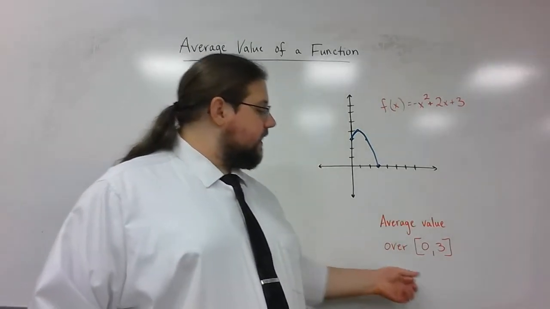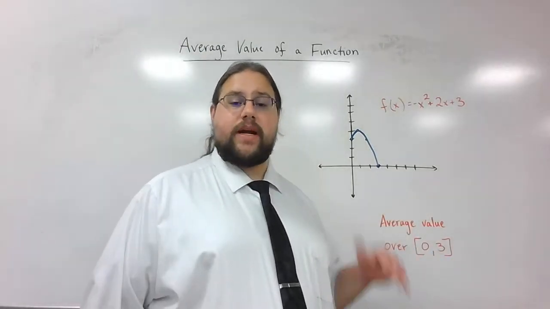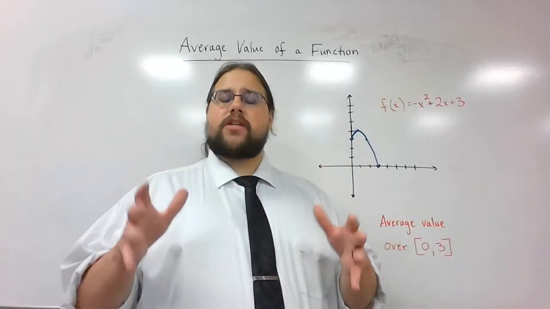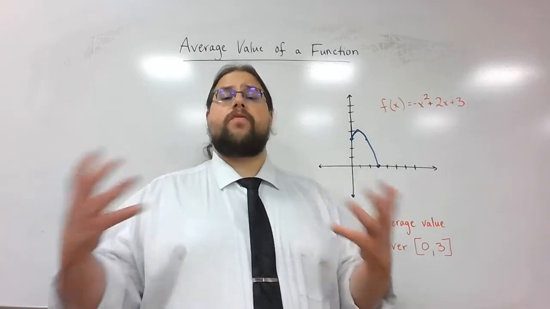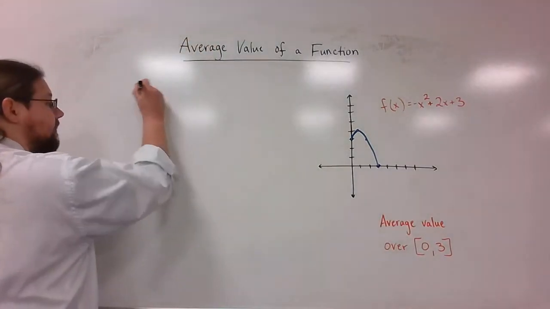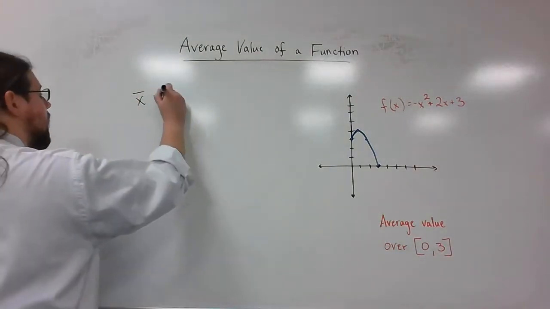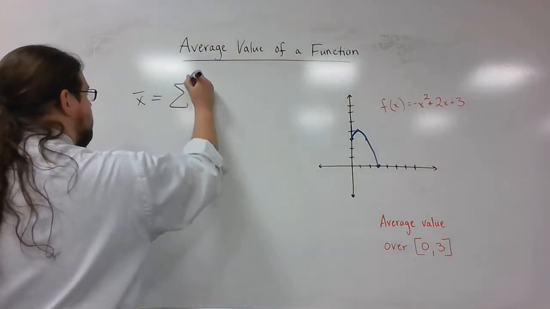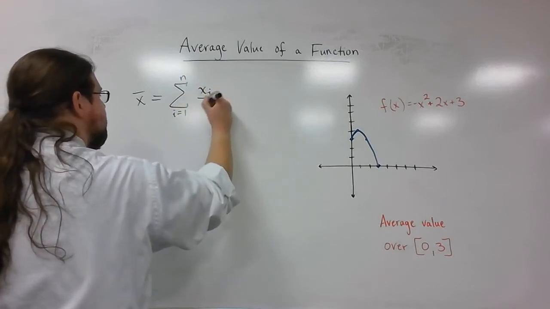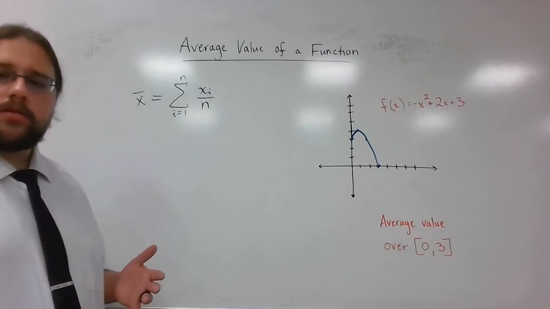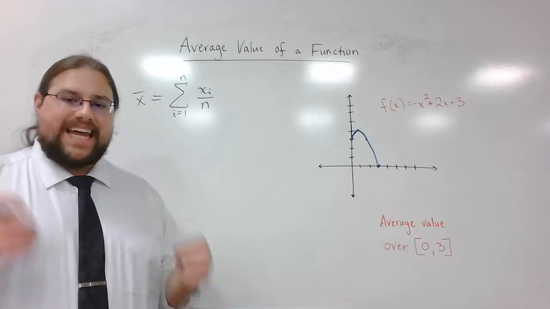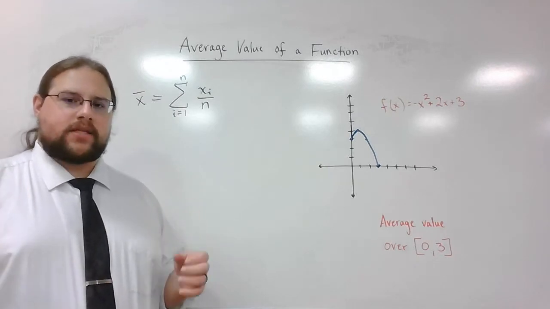Now, my goal is to find the average value over that interval 0 to 3, which, like I said, I graphed. So, here's what we're going to do. I'm going to kind of throw back to when you were in middle school or even in high school when you first learned how to calculate the average value of something. What you would have done is taken all of your data points, added them up, and divided by how many data points there were, which is a great strategy when you can count how many data points there are.